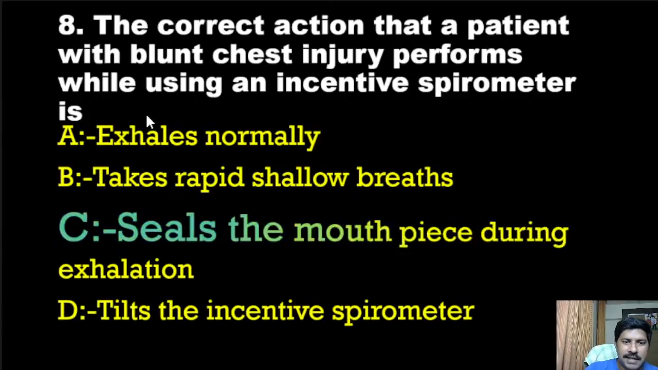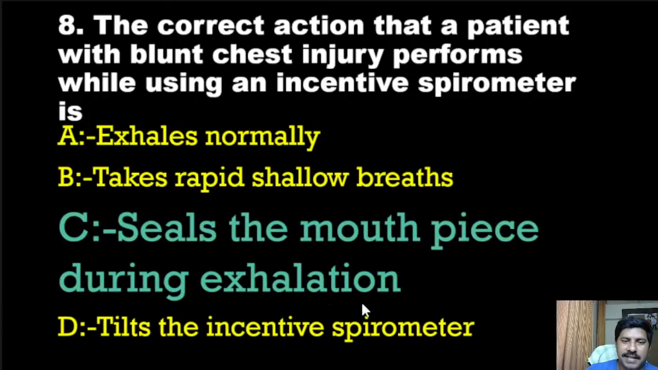Correct answer here, that is seals the mouthpiece during exhalation. It is nothing to do with the blunt chest trauma. While performing spirometry, the patient should seal the mouthpiece during the exhalation. Otherwise the air will come from outside, so it will not give an adequate result. Sealing the mouthpiece will improve the lung capacity.